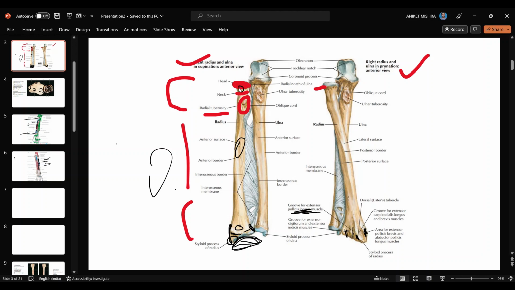So there are three centers. One is the primary center in the shaft, which appears at the 8th week of development. The lower end has a secondary center and the upper end also has a secondary center. The lower end center appears at the first year and fuses by the 20th year, and the upper end secondary center appears at the 4th year and fuses by the 18th year.